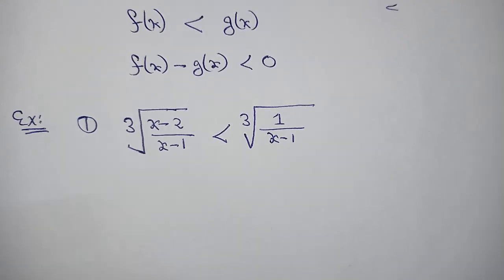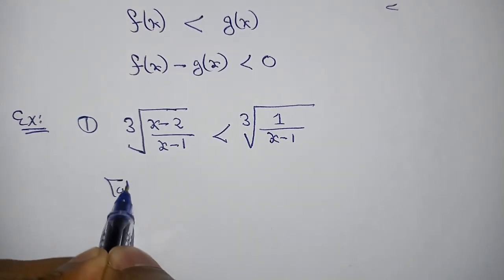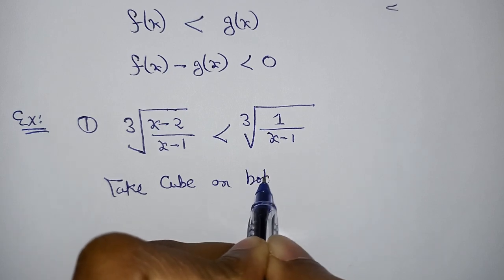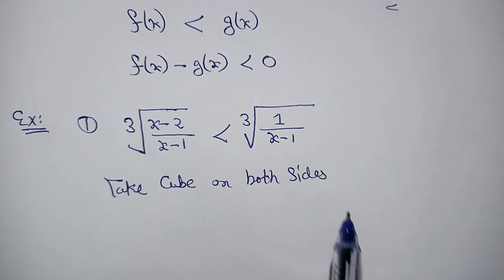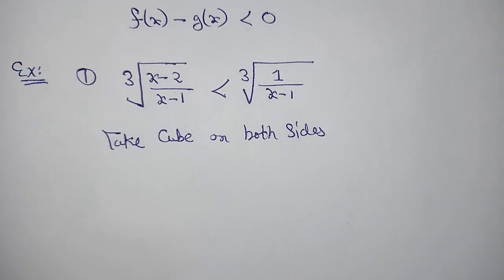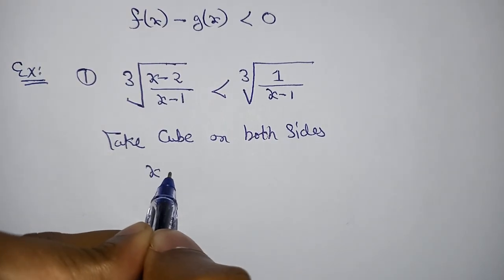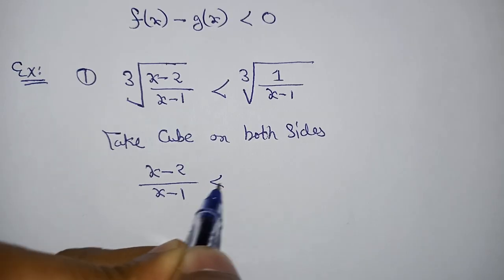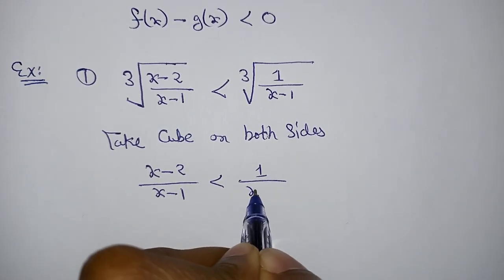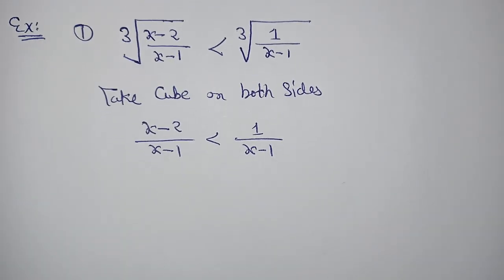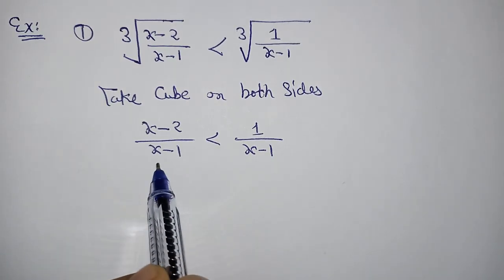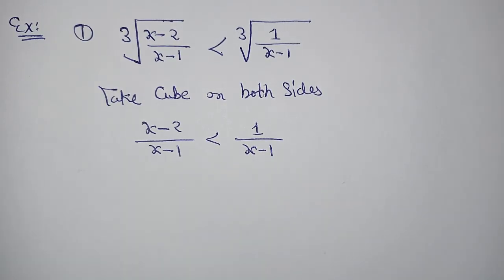So what we can do, we can take cube on both sides. So what we get, we will get x minus 2 divided by x minus 1 is less than 1 upon x minus 1. And now we cannot directly cancel out x minus 1 on both sides, and this is not the case because here equality is not given.